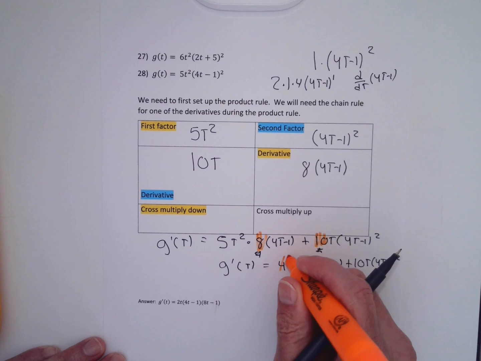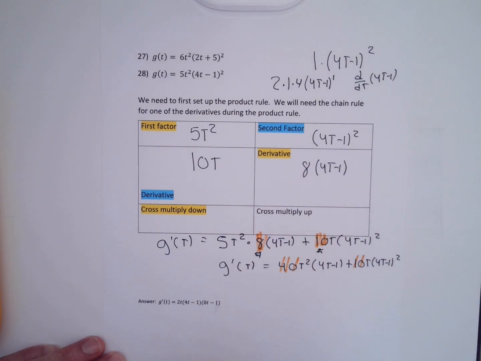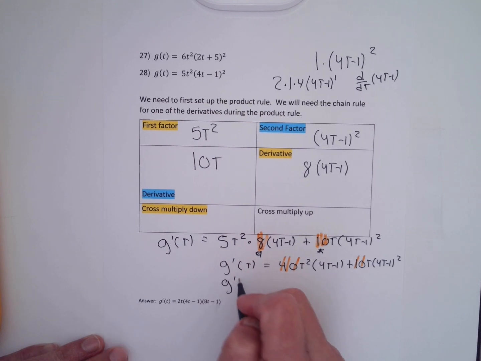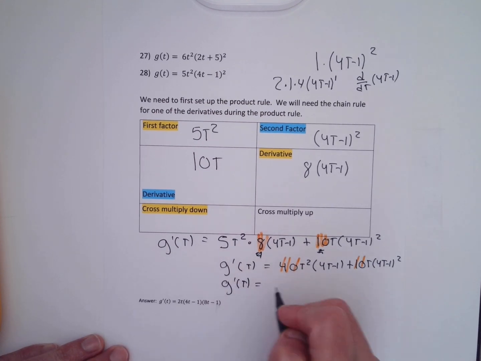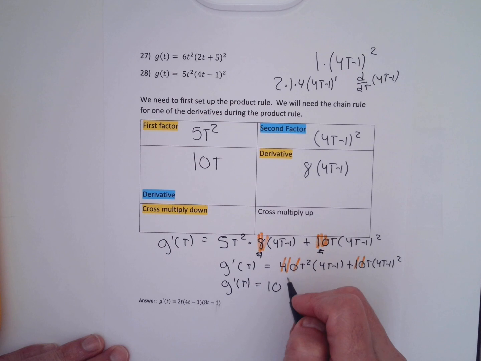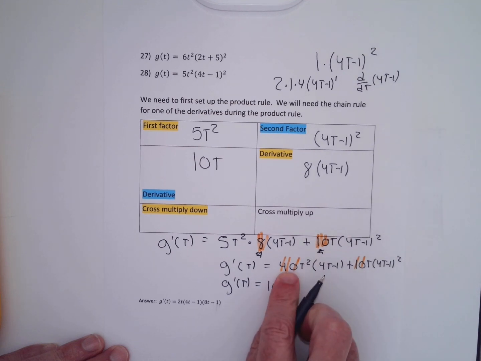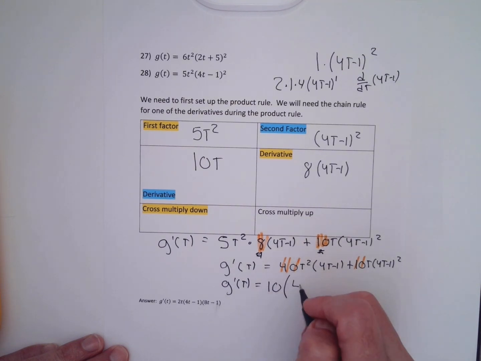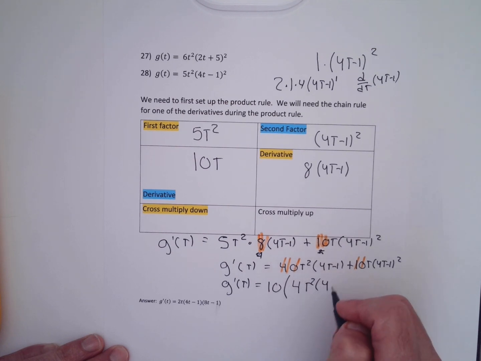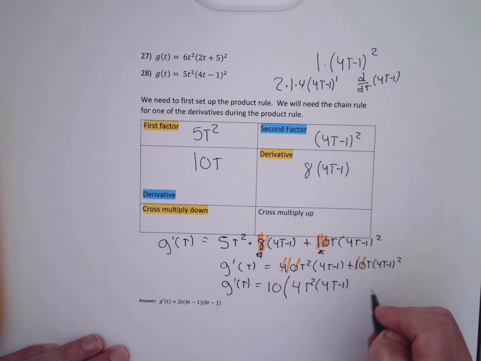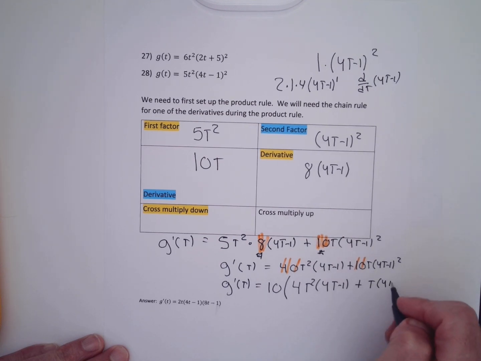Between this 40 and that 10, I can factor out a 10. So I'm going to say g prime of t equals 10. And then inside the parentheses, I'm going to take that 40 and divide it by 10 and get 4t squared, and then 4t minus 1. And then that 10's gone, so I'm just left with t times 4t minus 1 squared.